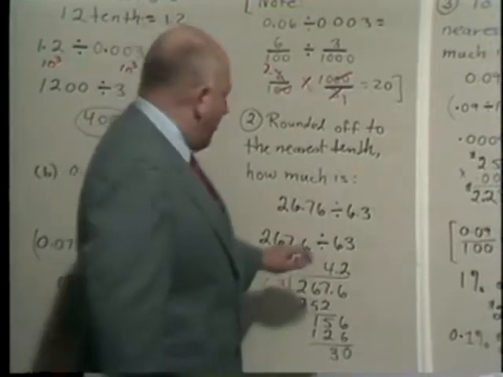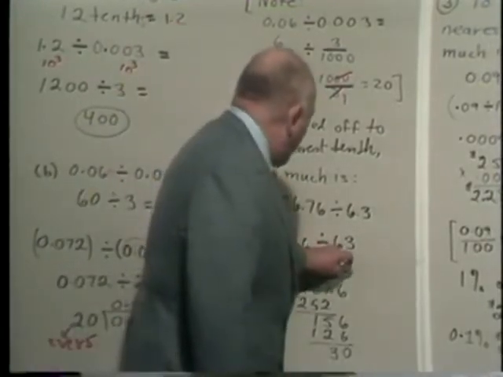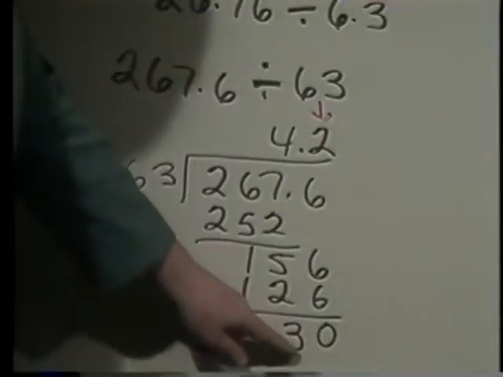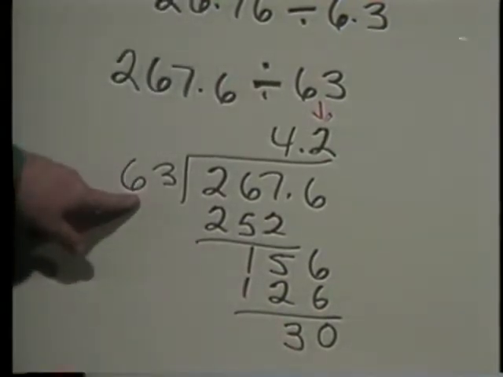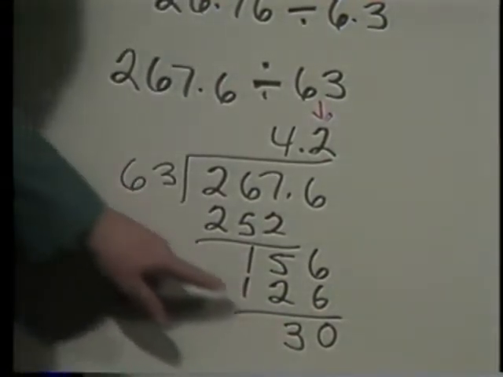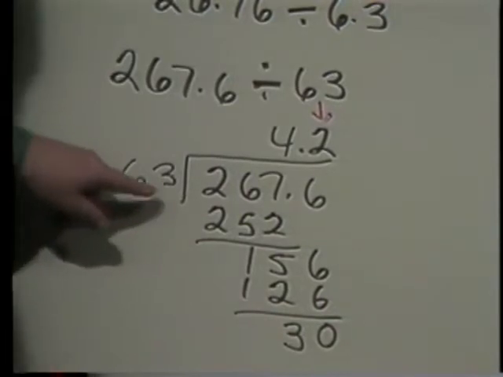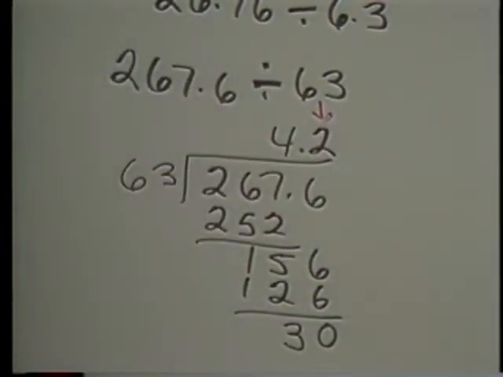Because we want this answer rounded off to the nearest tenth, so far we have this. Notice that 30 is less than half of 63. So therefore, the remainder here is going to be less than half, so the answer would be 4.2.